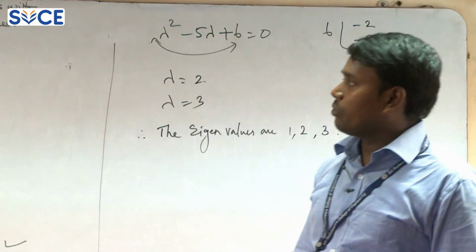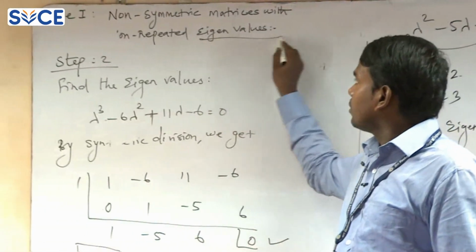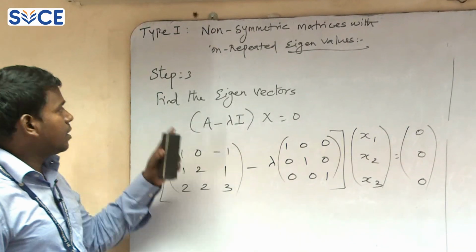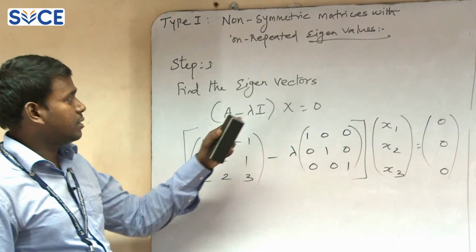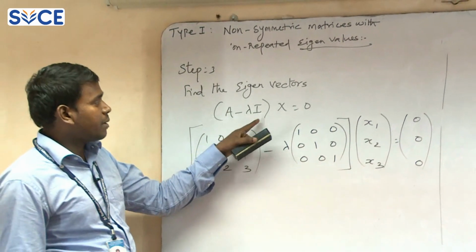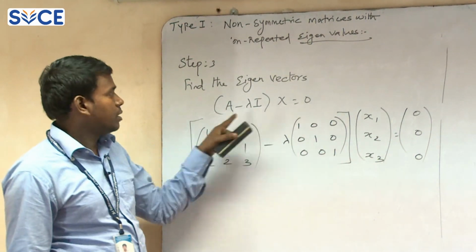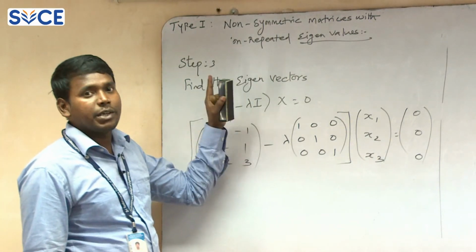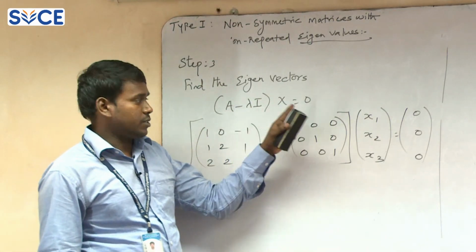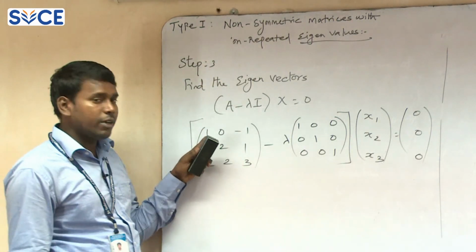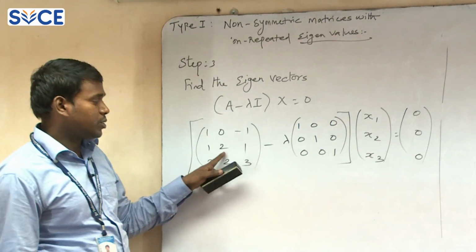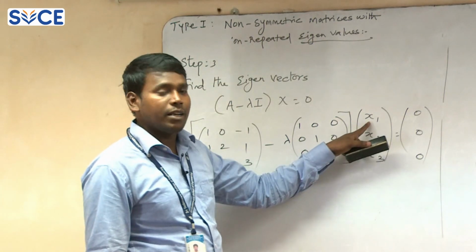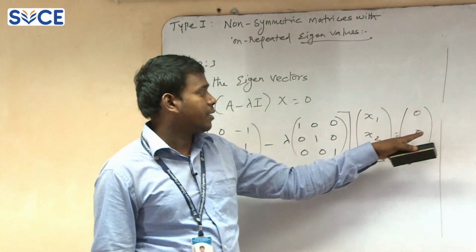Step 3, find the eigenvectors, using the formula (A minus lambda I) into capital X equal to 0. A is the given matrix, lambda is the eigenvalue, I is the unit matrix, and X is the variables. So the given matrix is 1 0 minus 1, 1 2 1, 2 2 3, minus lambda into the identity matrix, times x1 x2 x3 equal to 0.